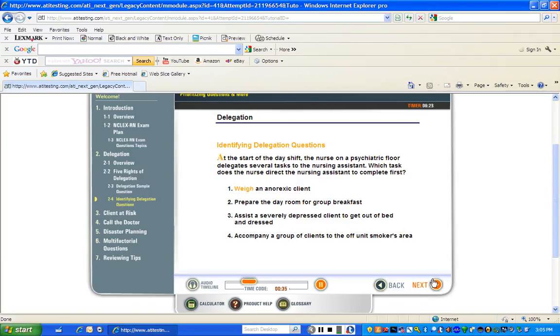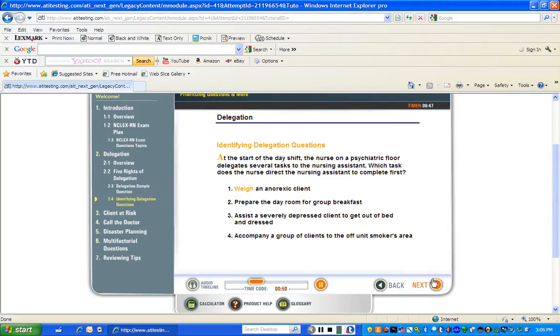Option 1. Weigh an anorexic client. As we know, an anorexic client must be weighed at the same time daily wearing the same clothes before the first meal of the day to make certain that the weight obtained is most accurate. The weight should be done upon arising early in the morning.